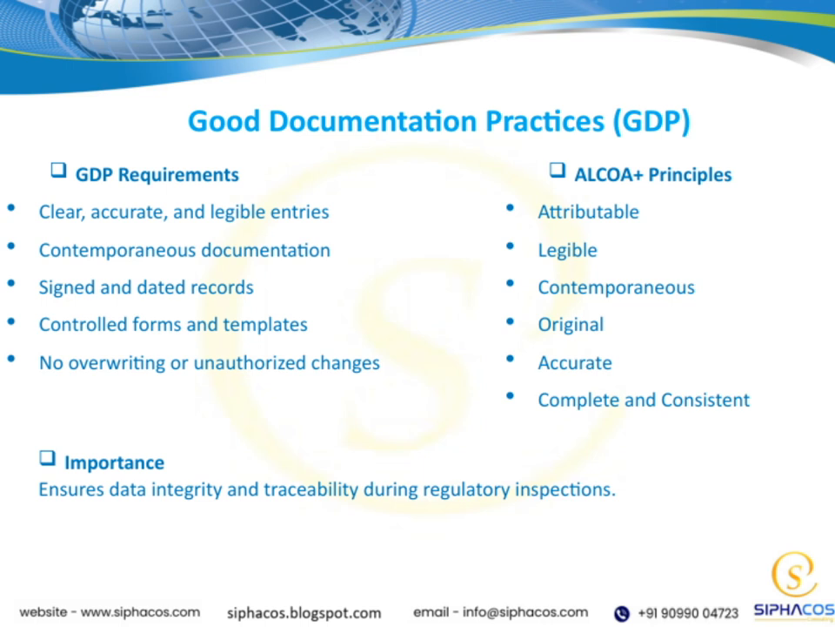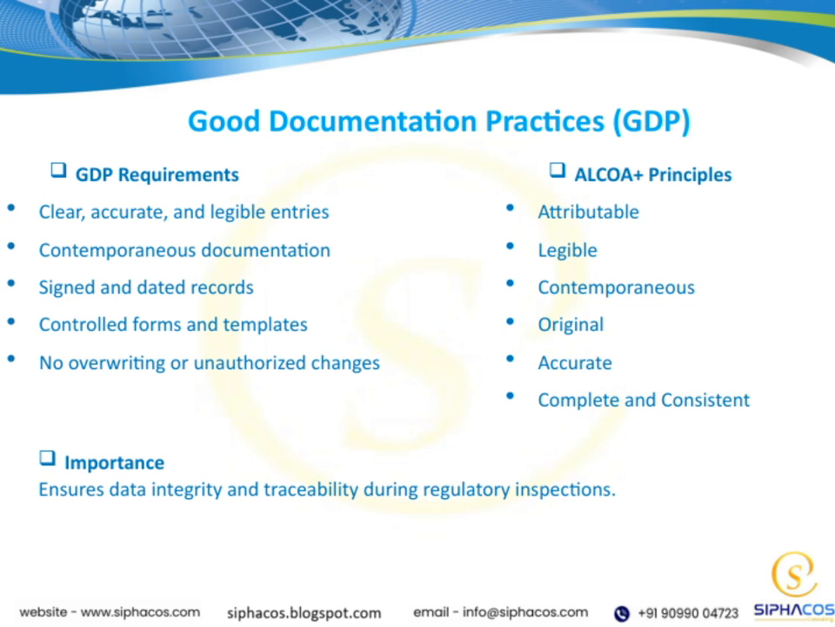If our records are clear and accurate, inspectors can easily verify what was done and when, which builds confidence in our compliance. Now, the ALCOA Plus principles are the foundation here. They stand for attributable, legible, contemporaneous, original, accurate, and complete and consistent. Each of these elements plays a vital role in maintaining trustworthy records. For example, attributable means every entry should clearly indicate who made it and when, and legible ensures that records are readable at all times.